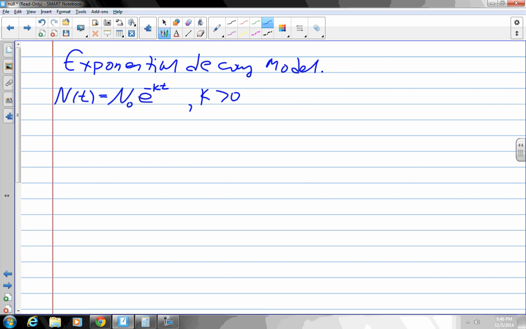Okay? So just like with the growth model, we have a doubling time. Population of India doubles every 50 years. We can have what we call a half-life concept. So how long it takes for amount to decrease by half.